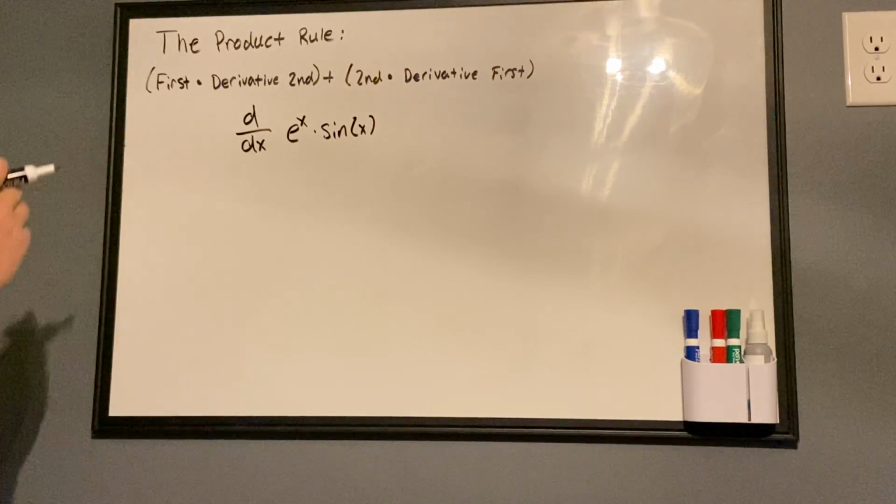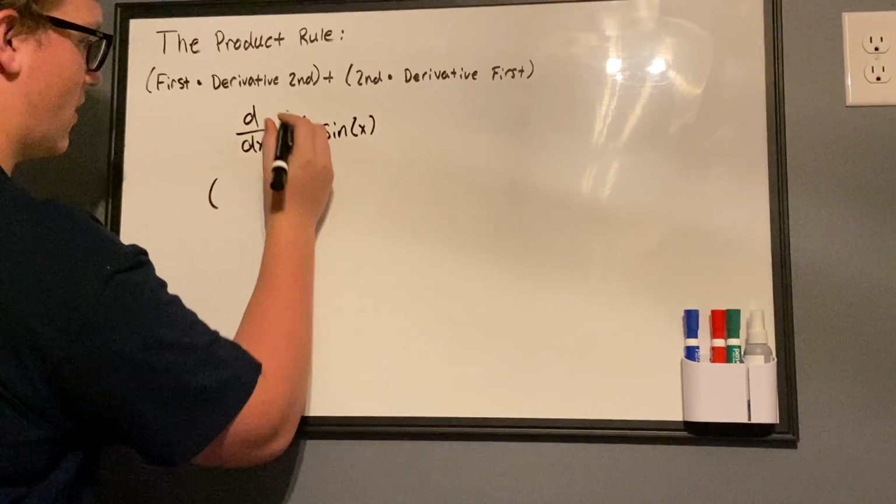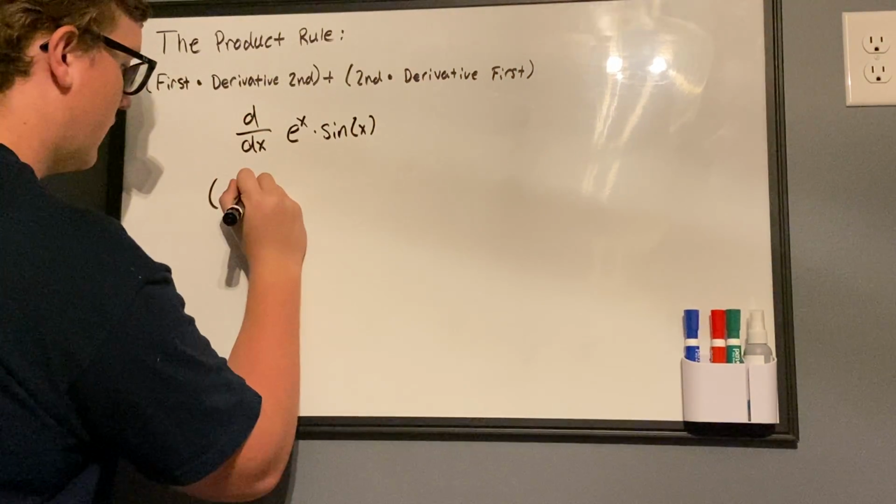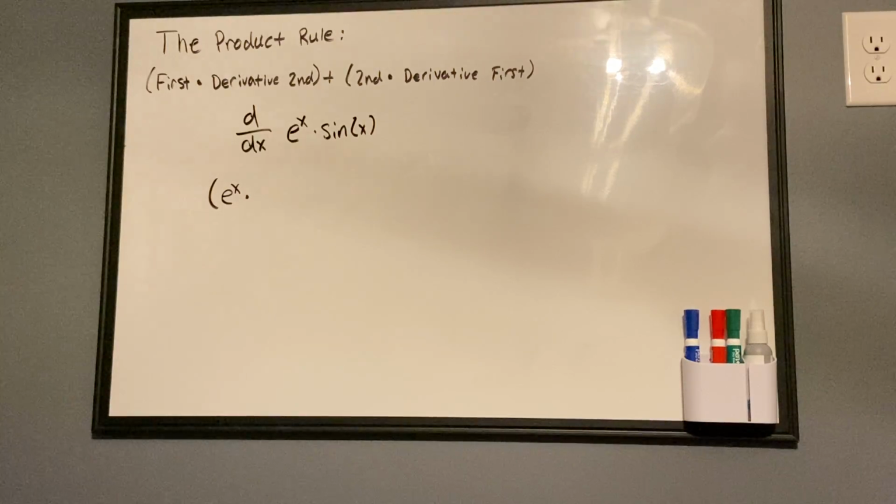So let's start with that. Let's say the first term, which we know is our e to the x, times the derivative of the second. Well, the derivative of sine x is cosine x.